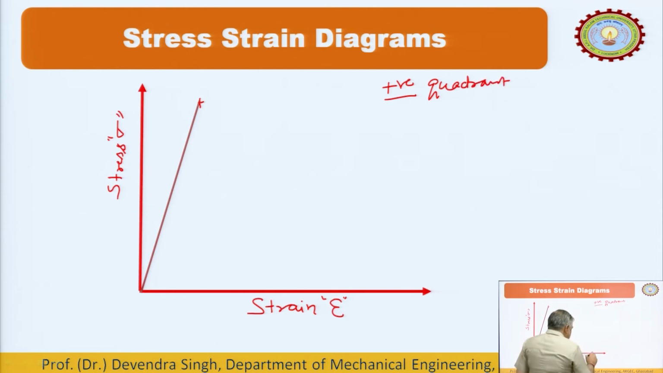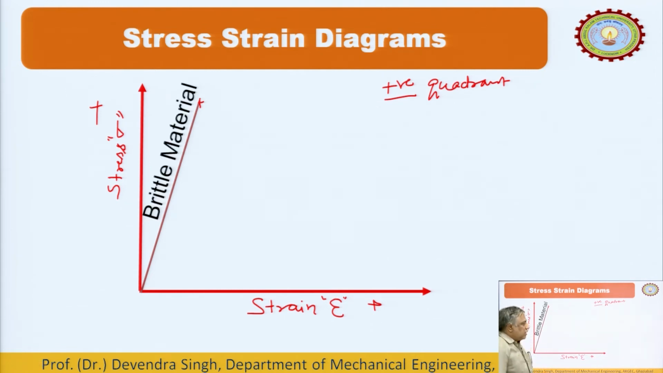So, this is positive and this is positive. Whatever I am discussing here is the tensile case. This is a brittle material. What is a brittle material? If you try to elongate a brittle material, then it will break without a significant elongation, right.